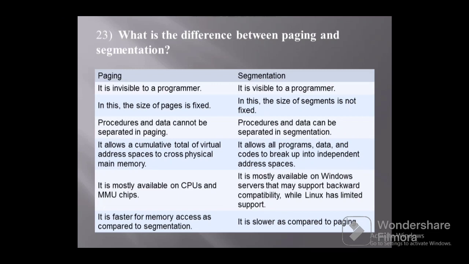Paging allows a cumulative total of virtual address space to exceed physical main memory. And segmentation allows all program data and code to break up into independent address spaces. Paging is mostly available on CPUs and MMU chips, and segmentation is available on Windows Server, while Linux has limited support. And paging is faster for memory access. Paging is faster than segmentation.